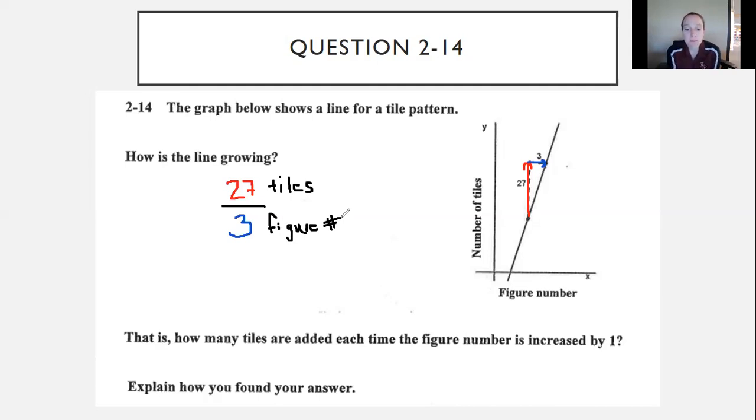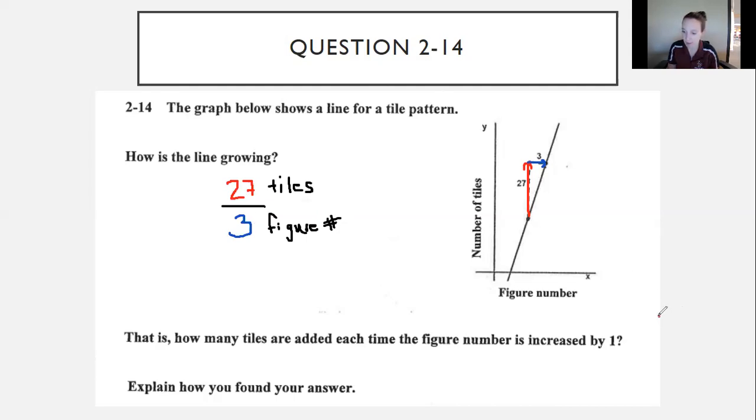Well, is it possible to know how many tiles are added every figure number? Meaning, I want to know what happens at figure 4 and then what happened at figure 5. Can I figure out what happens for every one figure? Sure. Well, what's 27 divided by 3?